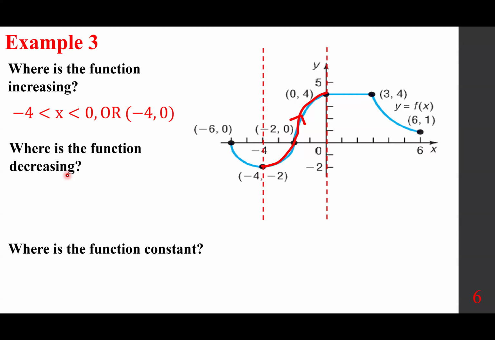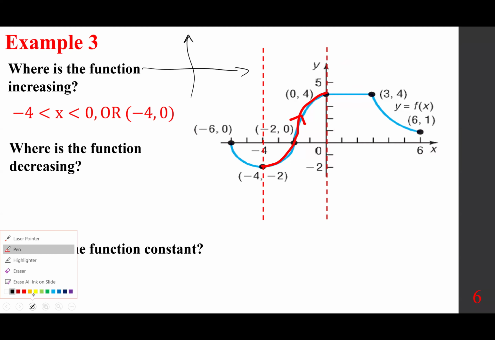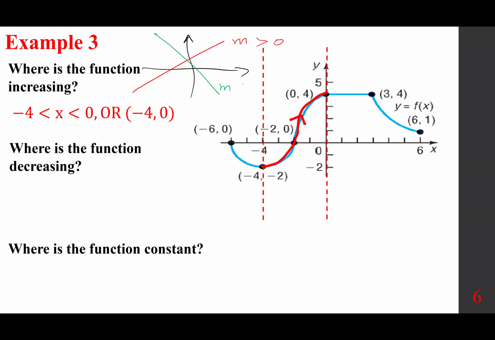Where is the function decreasing? Going down. You can think of it as, if you have a line looking like this, the slope is positive. A line like this, the slope is negative. So in your mind, assume it's almost a line, and you can see that versus these two.